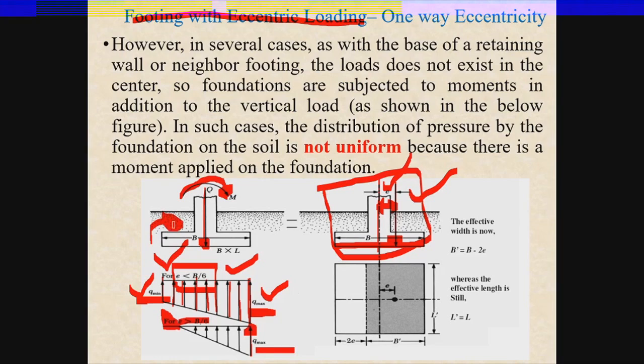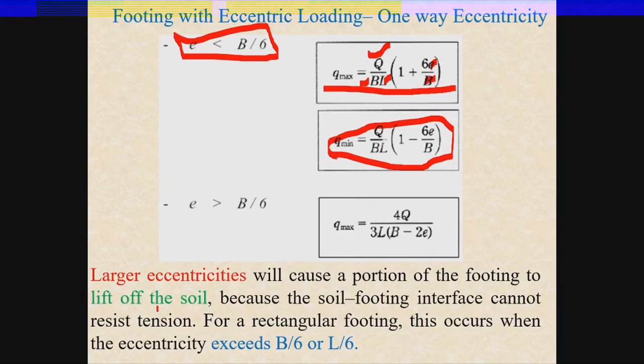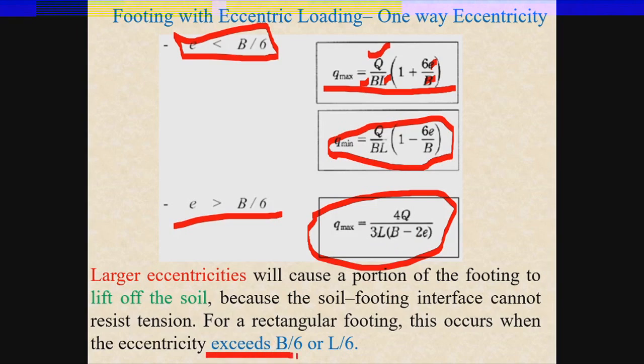So eccentricity greater than B by 6 should be avoided at any cost. Now the maximum pressure in this case, when the eccentricity is greater than B by 6, will be given by this equation: 4Q divided by 3L into (B minus 2e). So this eccentricity greater than B by 6 or L by 6 should be avoided.